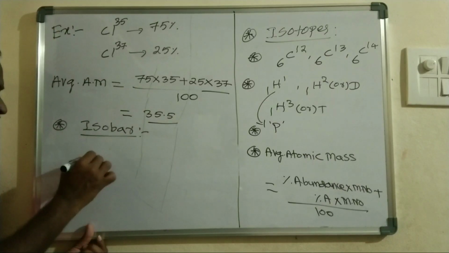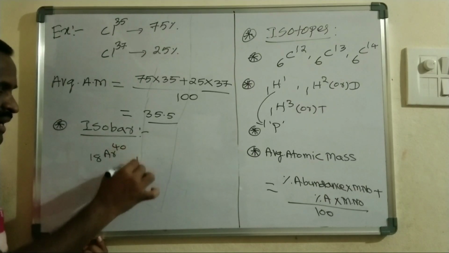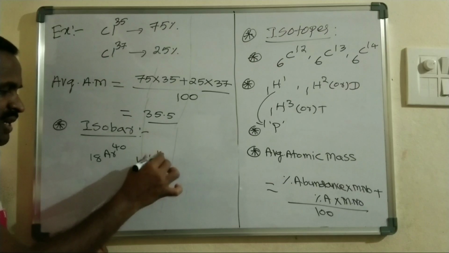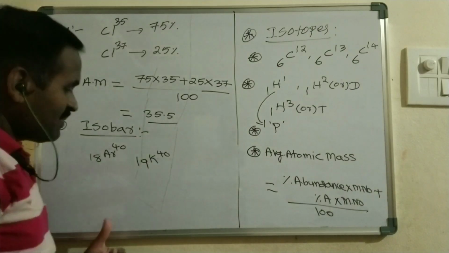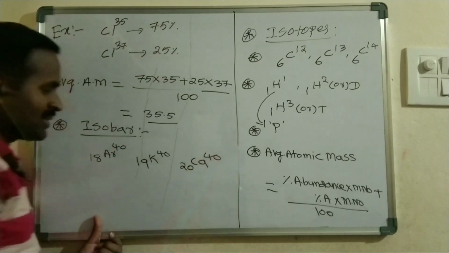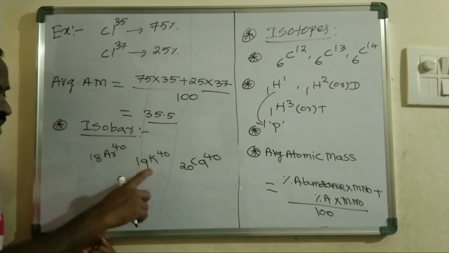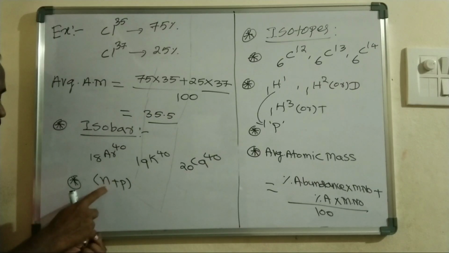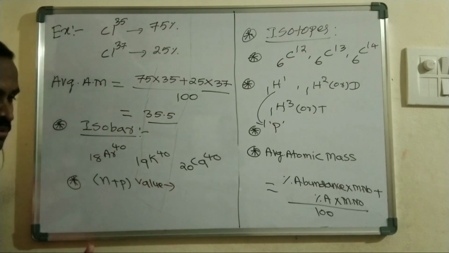Suppose I am taking 18 argon 40, 19 potassium 40, and another one, 20 calcium 40, right? These are all atoms of different elements, but they have the same mass number. So the atoms are argon, potassium and calcium. The sum of the number of neutrons and protons is the same for all isobars.